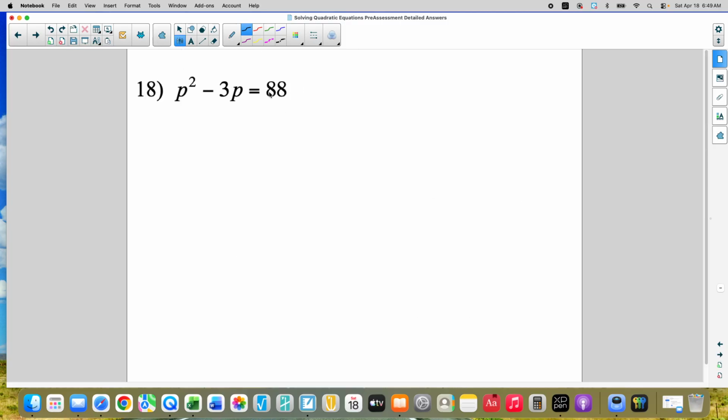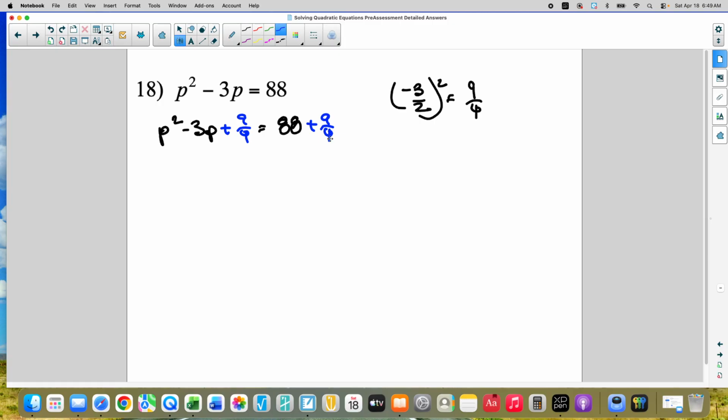Okay, they've already moved the constant. Let's take half of our b value and square it, which equals 9 fourths. So we're going to add 9 fourths to both sides. Let's write it this way. p squared minus 3p plus 9 fourths equals 88 plus 9 fourths. This gives us (p minus 3 halves) quantity squared.